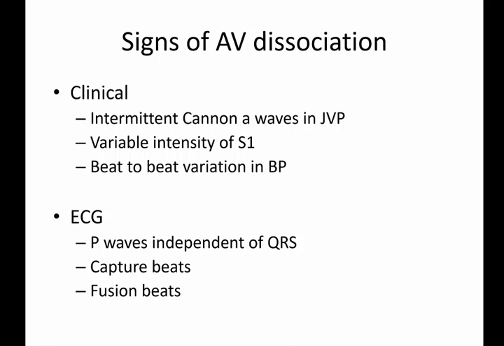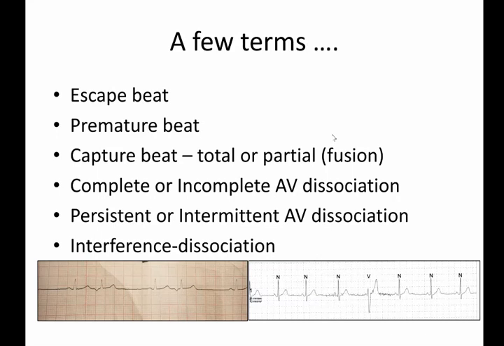On the ECG, the typical signs of AV dissociation are that the P waves are independent of the QRS complexes. There are capture beats and there are fusion beats. We'll see what these signs are. Now let's understand a few terms that we often use and they are a cause of a lot of confusion.